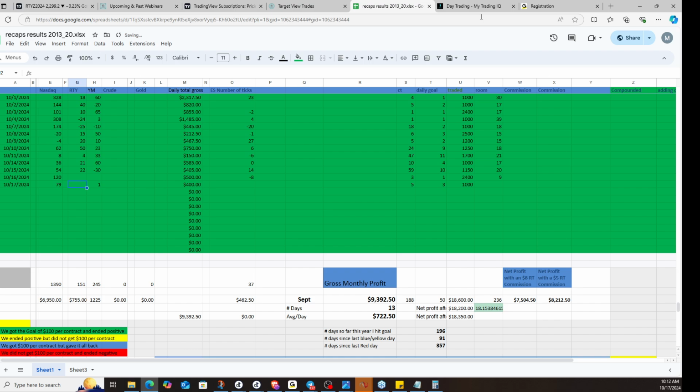And on the Russell, we are now at 36. And on the YM, we are now at 13 overall. And on the ES, we are now at 3. Okay. So we're currently at $677.50 per contract on the morning session.